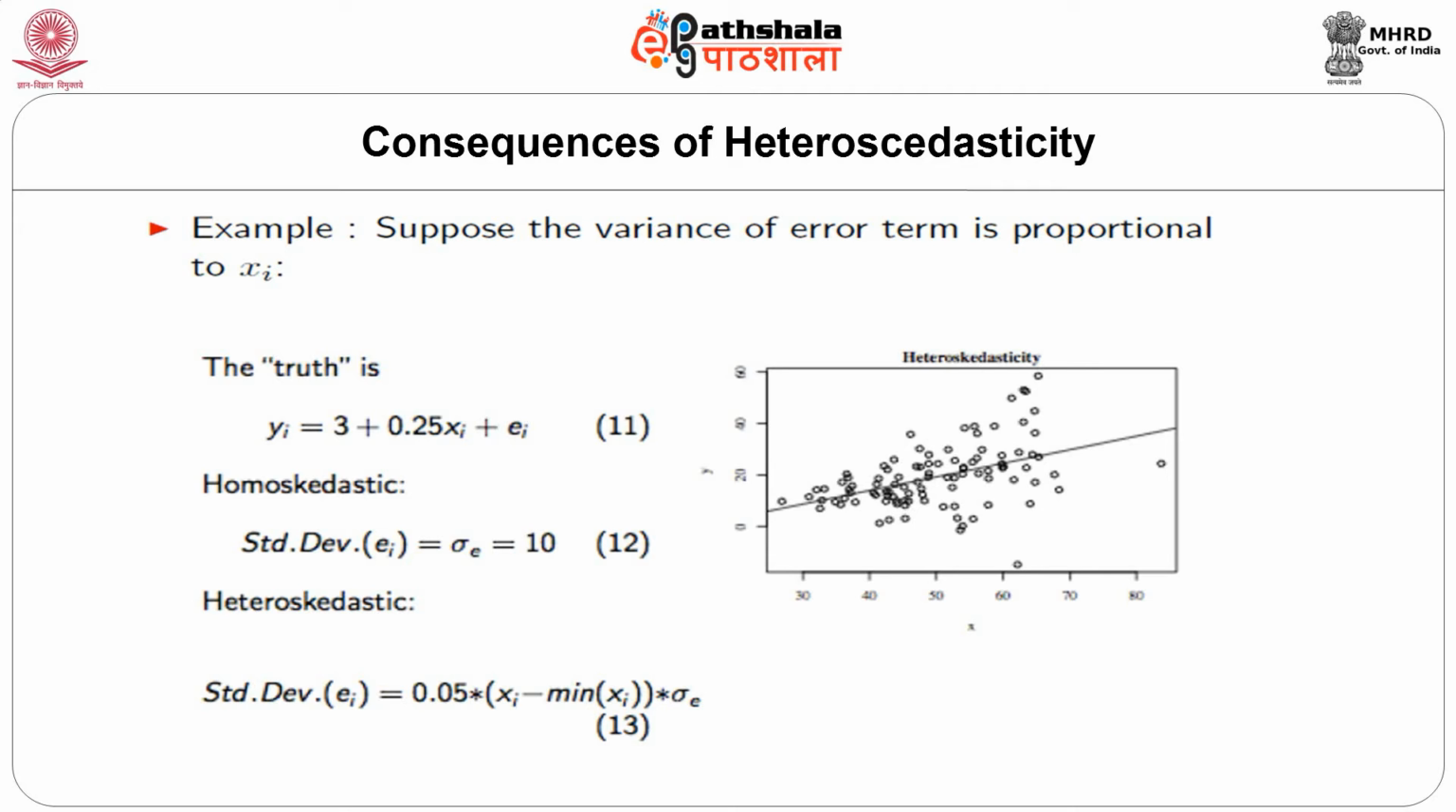0.25 is beta 1. Under homoscedastic assumption, standard deviation of ei equals sigma e, which equals 10. Under heteroscedastic setup, let us assume that the standard deviation of ei equals 0.05 times xi minus minimum of xi times sigma e.